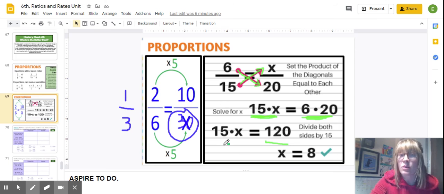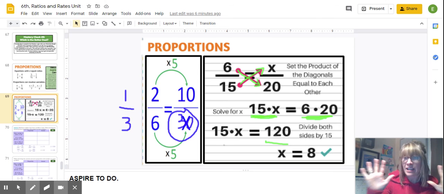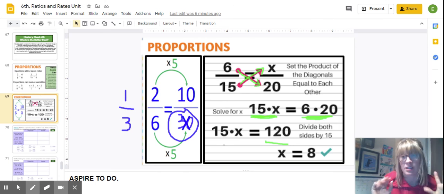We get 120. And then what we can do is say, okay, X, no, seriously, X needs some social distance. It needs a little space from 15. So we're going to give it that by undoing the multiplication. So we're going to divide by 15. That's a 15. These end up canceling out. 15 divided by 15 is 1. So we're just left with 1x equals 120.